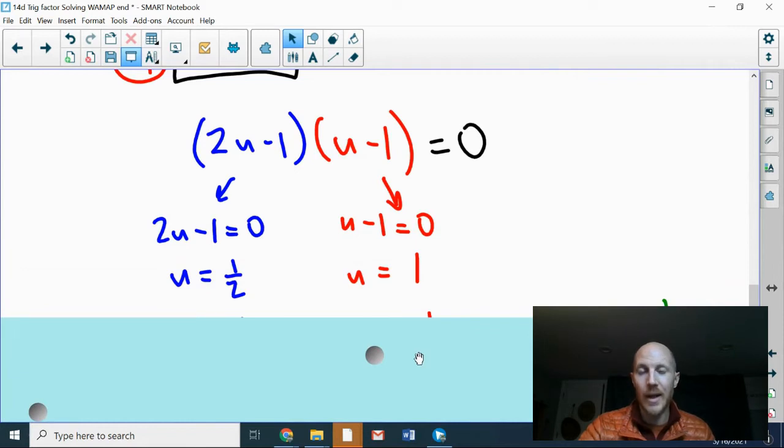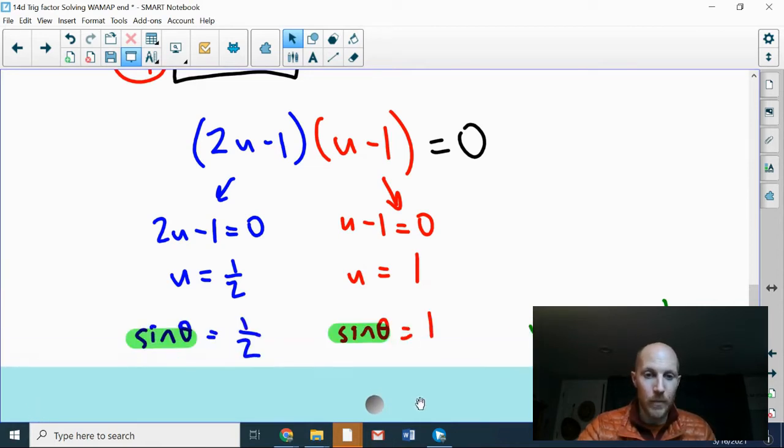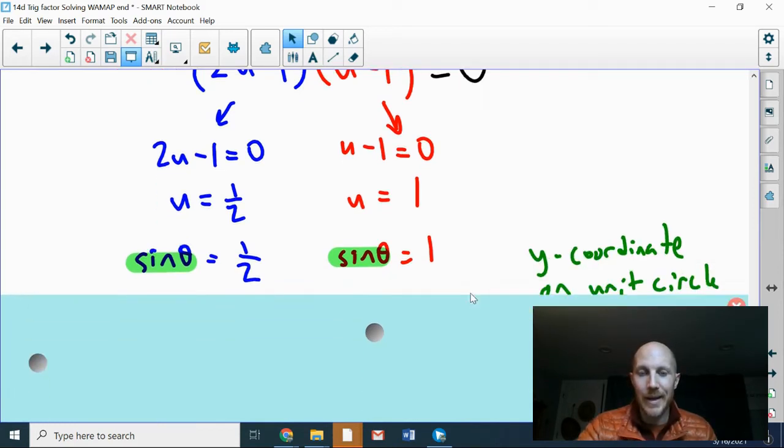And lastly, I need to substitute that u back into the original form using the trig function. So I rewrote both of those as sine of theta. Sine of theta equals +1/2 for the blue one, sine of theta equals 1 for the red one. And now my final step is to go to the unit circle to find which radians give me those coordinates.